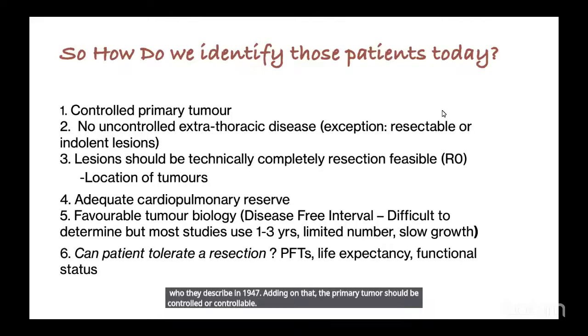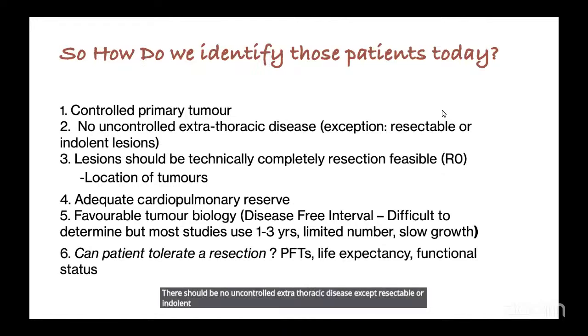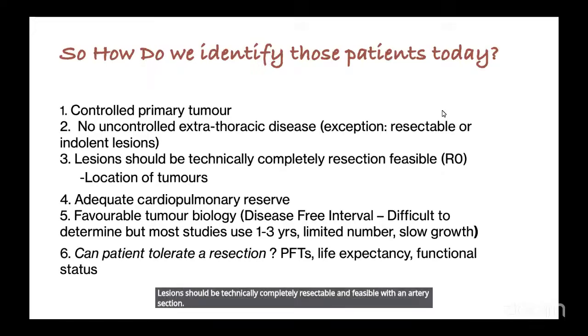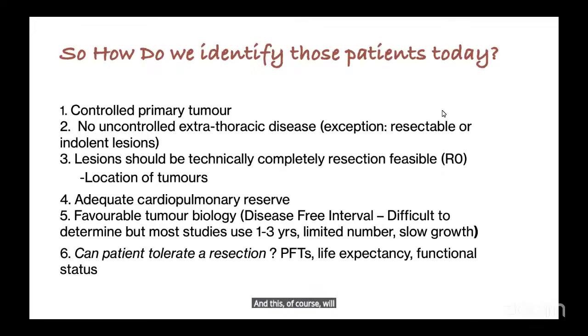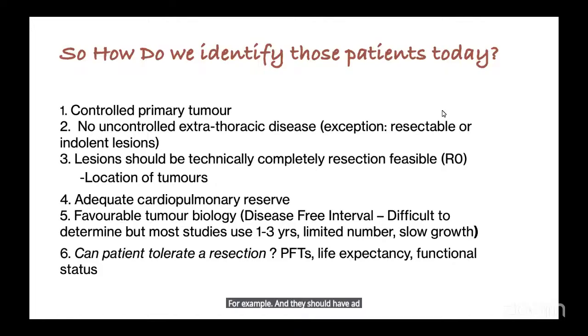There should be no uncontrolled extrathoracic disease except resectable or indolent lesions. Lesions should be technically completely resectable and feasible with an R0 resection. And this, of course, like I said, anatomically would be influenced by the location of the tumors, peripheral lung versus close to the hilum, for example. They should have adequate cardiopulmonary reserve, and that will be part of your workup preoperatively.